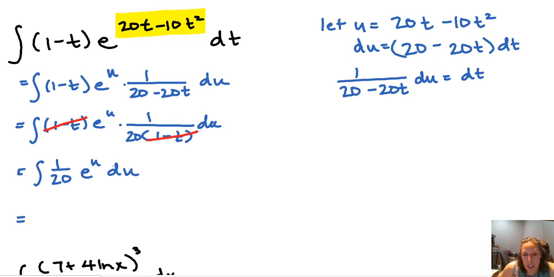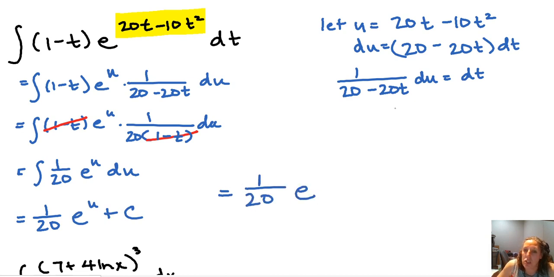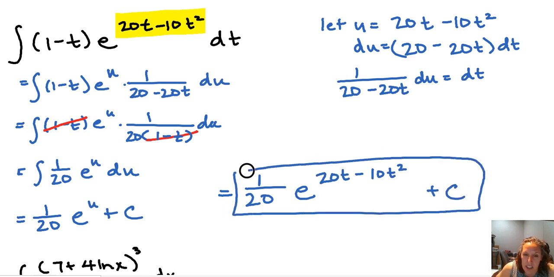Now, integrating e to the u, I like doing e to the u or e to the x dx. Those are the easiest ones because you don't have to remember whether you're doing derivatives or antiderivatives. It's the same either way. And so we get 1 over 20 multiplied by the integral of e to the u du is going to be e to the u plus c. And then we've just got one more step. We need to go back. Our original problem was in terms of t, so we need to go back in terms of t, and we get 1 over 20 times e to the, originally our u was 20t minus 10t squared. Don't forget that constant of integration plus c on the end.